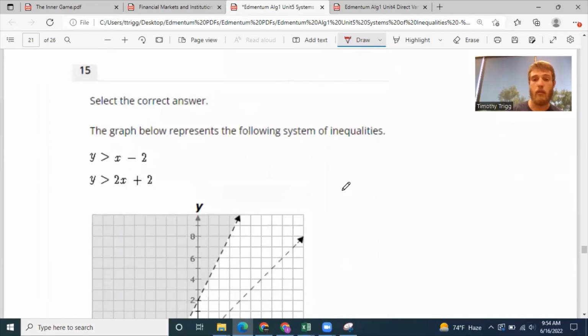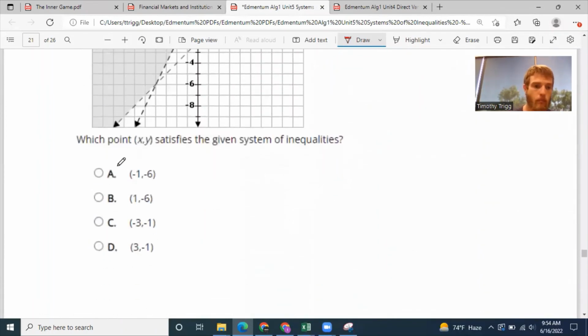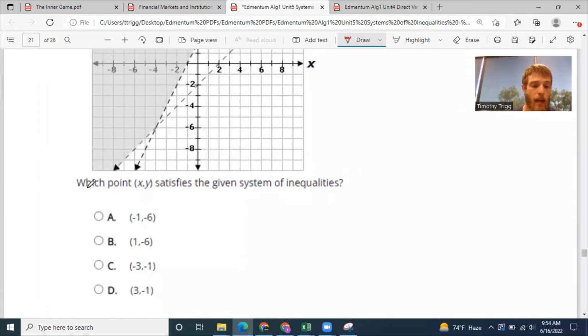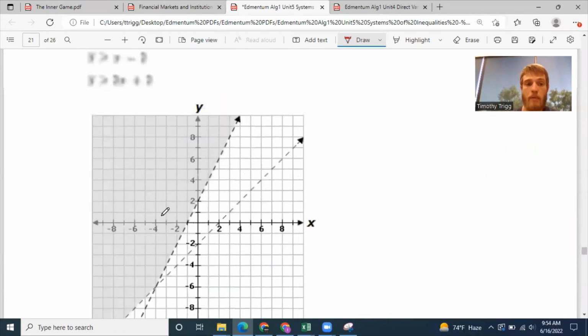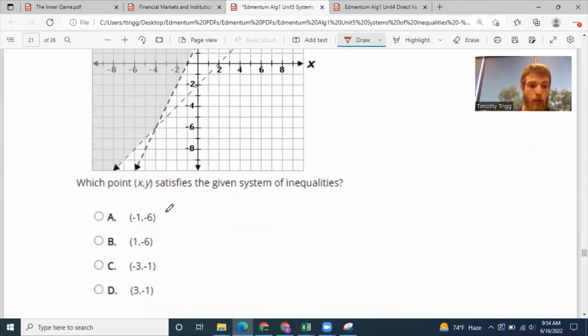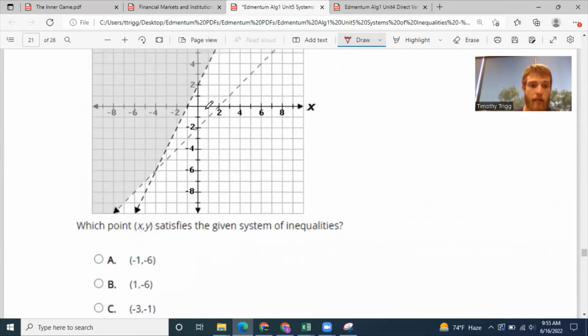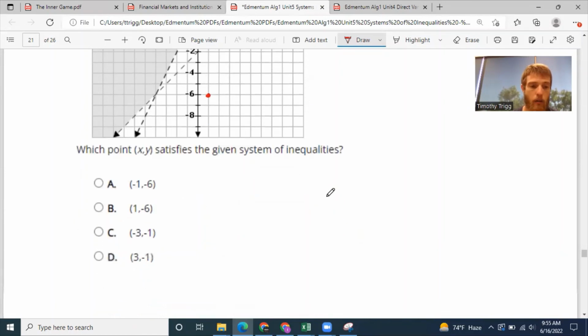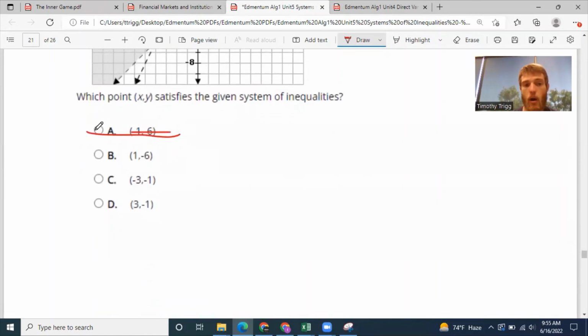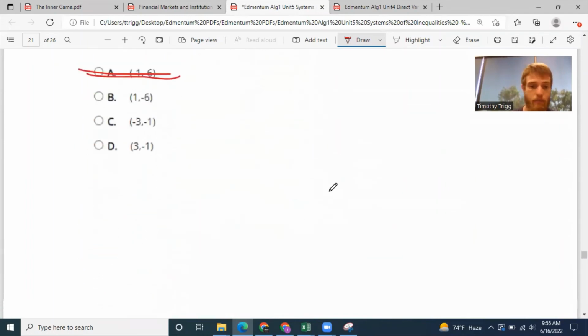All right. This one's very similar to the last one, actually. Here we have some coordinate points, and whichever one is the correct answer will be in this shaded region. Okay. So let's go ahead and see. We could check answer choice A here, (-1, -6). That's right here. Is that in the shaded region? Well, clearly it's not, so I know that that's a wrong answer. So see which one of these is in the shaded region.